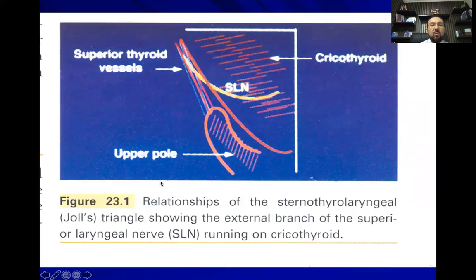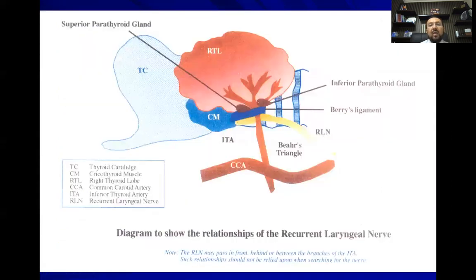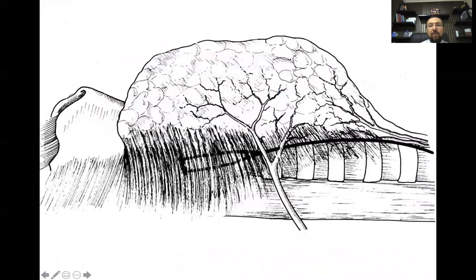This is a picture quoted from Stell and Maran's textbook of head and neck surgery, where we can identify Joll's triangle. Joll's triangle is the triangle in which the external laryngeal nerve resides. This is another picture quoted as well from Stell and Maran's textbook, where we can see that the recurrent laryngeal nerve resides in what is known as Beahrs' triangle.